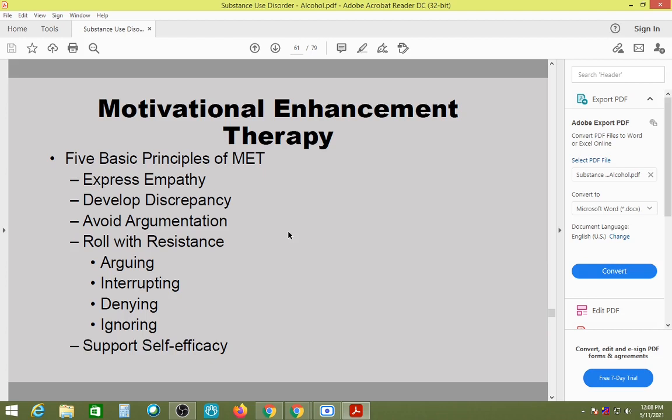And we need to support self-efficacy. Self-efficacy means we need to enhance it. From the name itself, motivational, we motivate them. Some of them need a lot of motivation, some have a little bit of motivation. We need to enhance those, right? And as much as possible we need to support self-efficacy, because at the end of the day it is the client themselves who has to deal with the addiction problem and who has to come out of it.